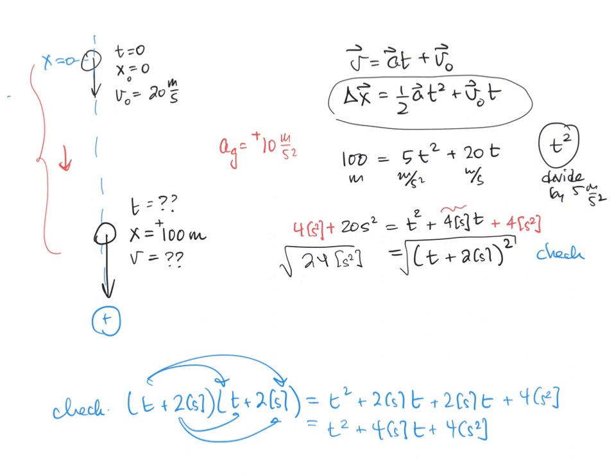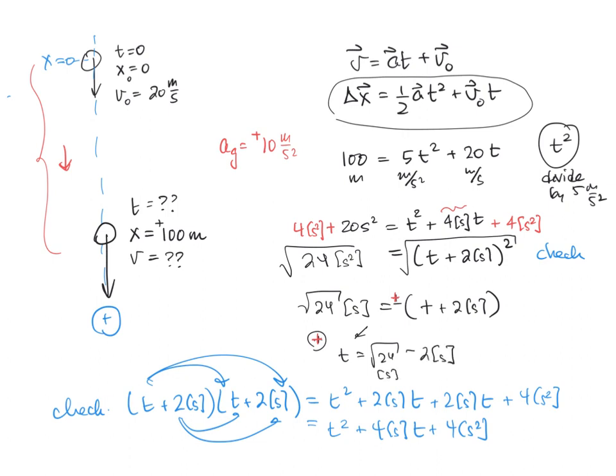So now I have the square root of 24 units of seconds equals t, plus or minus, plus 2 seconds. So I have two solutions. The positive solution would be, and when I say positive solution here, I mean the solution with this positive. It's that. It's not that t will be positive. That's just the positive one. So t will equal the square root of 24 seconds minus 2 seconds. And then the negative one, I'll write that one over here. That's this one.